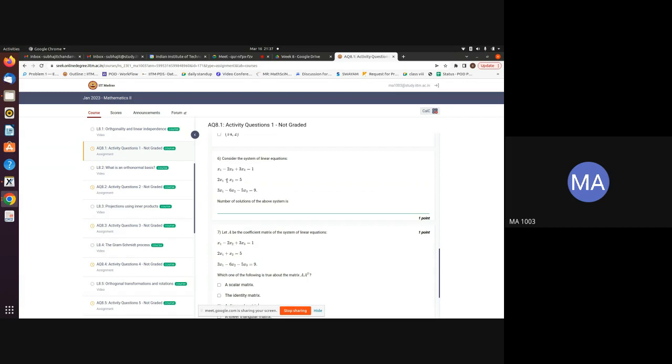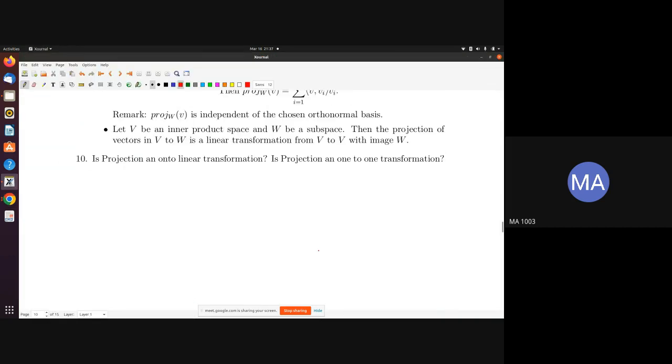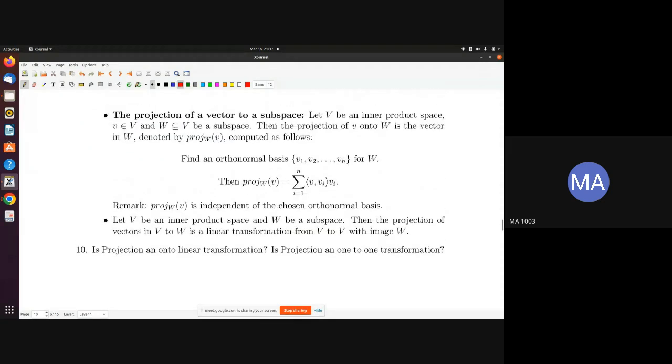So where are we? We have seen what an orthogonal basis is and what it can do. We can basically simplify the scalars with respect to that. The next thing is projection, what a projection is. This is the last portion of inner product.